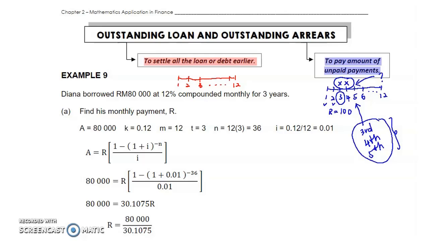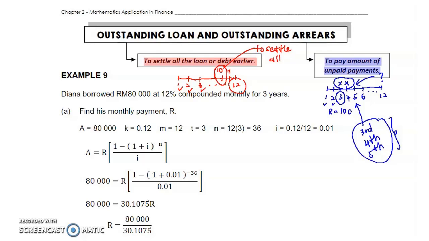Okay, let's say here 11, 10. First month you pay 100, second month you pay 100, third month you pay 100, up to the 10th month. Here you want to settle all earlier, before 1 year or before 12 months.